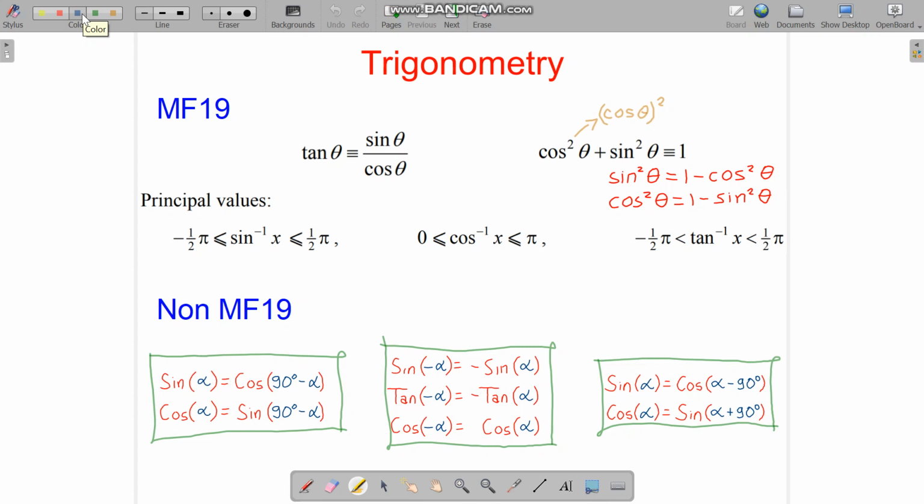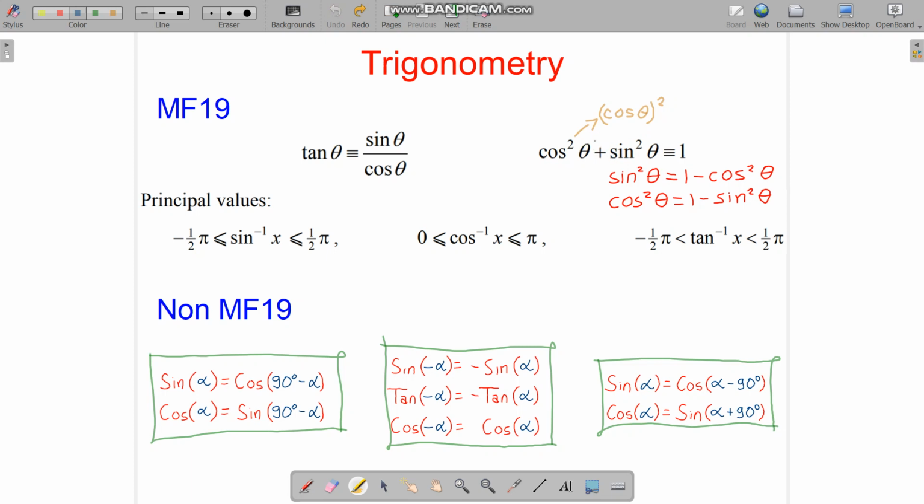Everyone, this video is about proving trigonometric identities. The formulas you have in MF19 are: tangent equals sine over cos, and cos squared plus sine squared equals 1. Now cos squared theta is the same as cos theta squared. So this is how you write cos theta squared, sine theta squared.